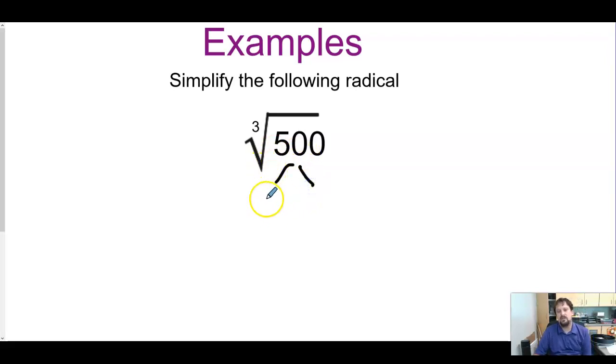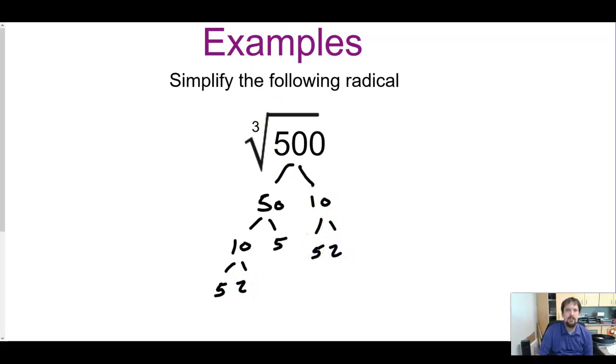So 500 is the same as 50 times 10. 50 is the same as 10 times 5. 10 is 5 times 2. And this 10 is also 5 times 2. Okay, so my prime factorization, we have 5 times 5 times 5 times 2 times 2.